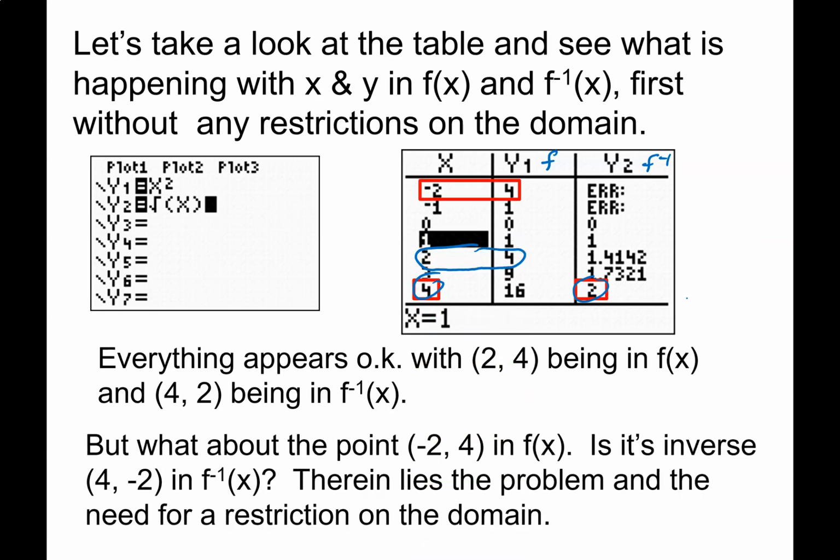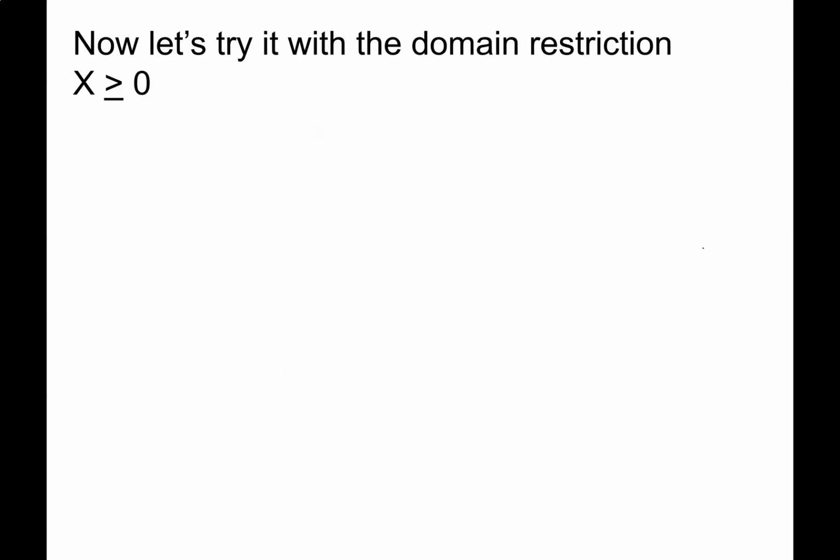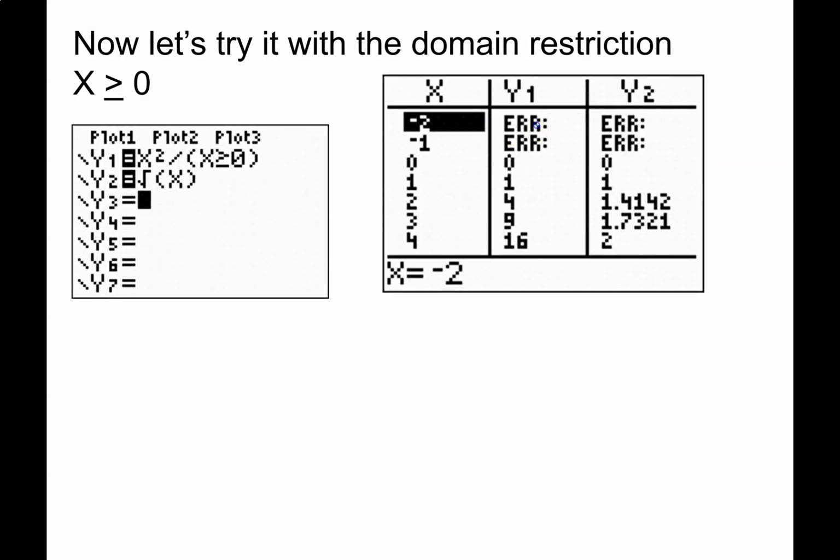But what if I take the negative 2, 4? Do I contain the point 4, negative 2? I do not. That's the problem. So that tells me I need to restrict the domain. When I restrict the domain, that means none of this garbage is existent. So I have 2, 4 and I have 4, 2. I have basically solved the problem of not being one-to-one by doing the domain restriction.